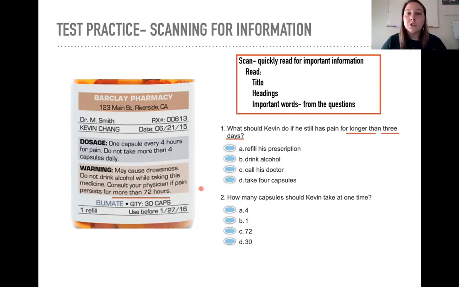So what we're doing with scanning is narrowing it down. You're just finding important words and then reading that section so that you don't spend all of your time reading the other things.